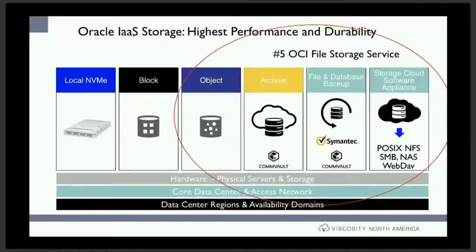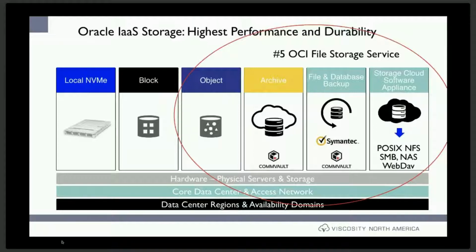So let's talk about the different storage options, right? So Oracle, when it first came out, had three basic storage models, right? We had initially the object storage, we had the archive storage, right? And we had initially block storage. And so since then, with OCI, they've added local NVMe, and they also added OCI file storage service as well. And we'll go through all this as well.